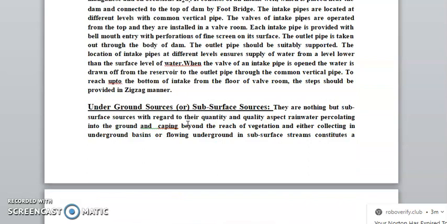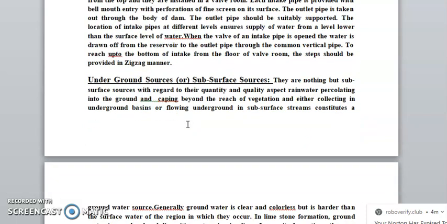Next, we go for the underground sources or subsurface sources. Surface sources we have already finished. Now, subsurface, underground sources. These are nothing but sources with regard to quantity and quality of rain propagating into the ground and escaping beyond reach of vegetation and either collecting in an underground basin or flowing underground in a surface stream, constituting groundwater source.